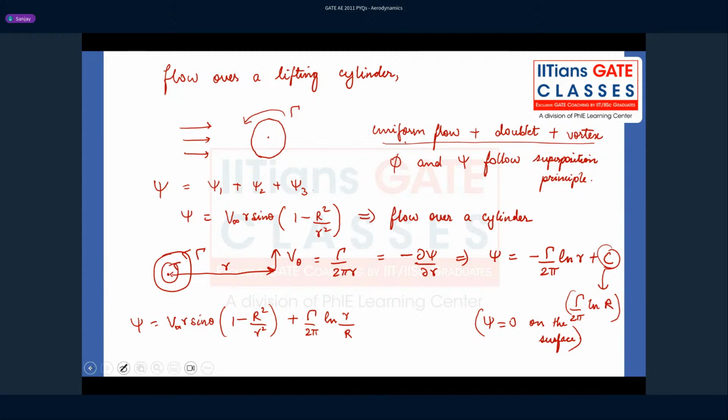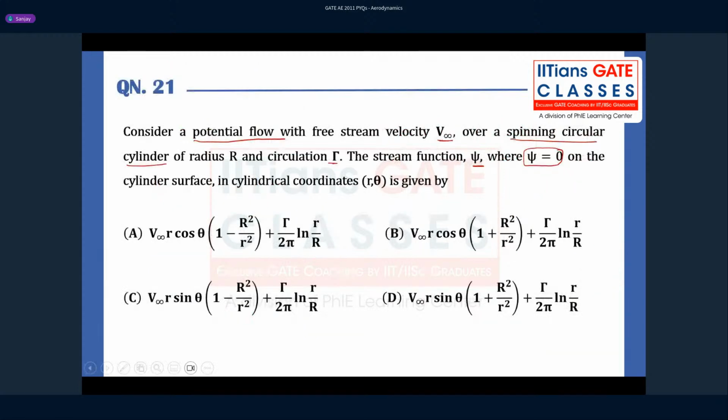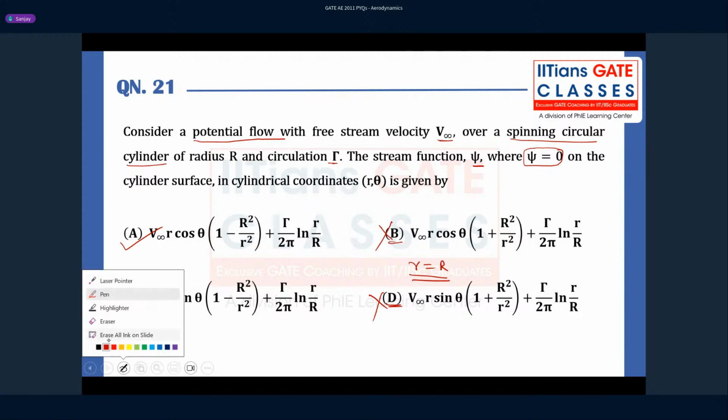Now you can see the options. Now you see, guys, option B and D, if you substitute small r equal to capital R, that is on the surface of the cylinder, do not go to 0, which means B and D are not the correct answers. You can just strike them off. Now you have to decide between A and C. I'm sorry, A is not correct here, it is C. It should be sine theta.